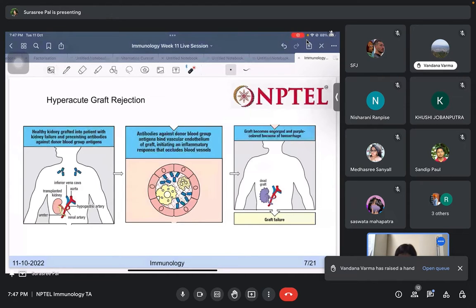Okay, also there is cross matching. Cross matching involves determining whether the recipient has antibodies against the white blood cells of the donor. That is also checked to avoid this kind of hyperacute graft rejection.